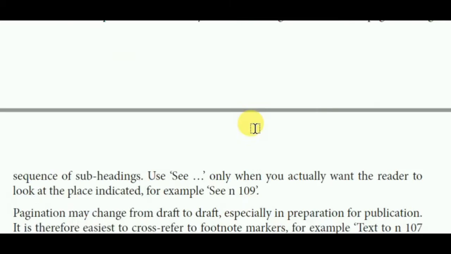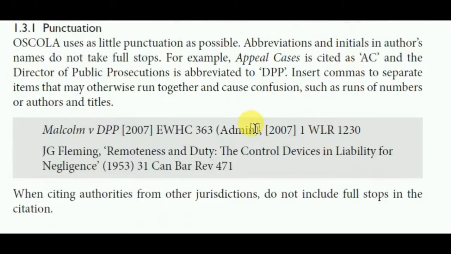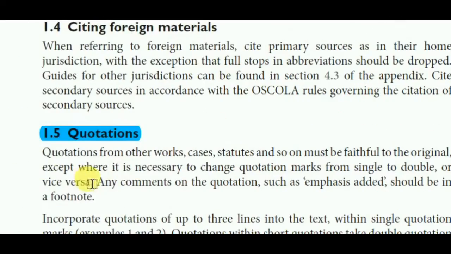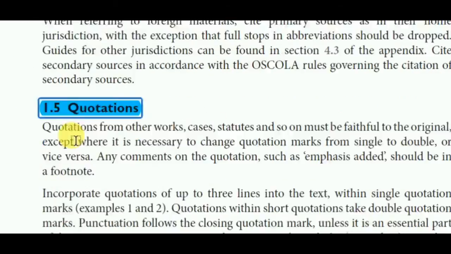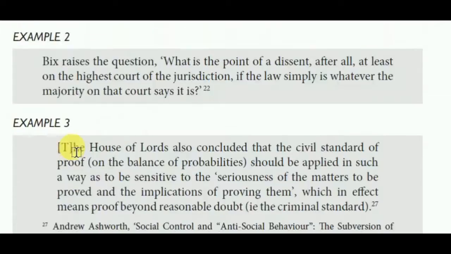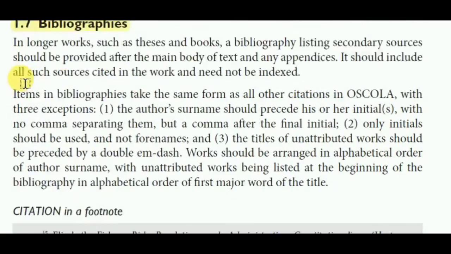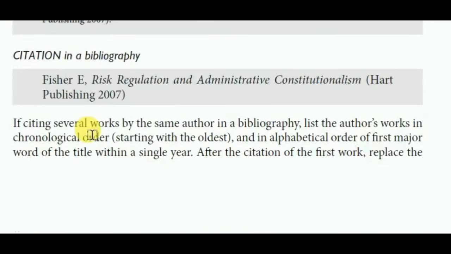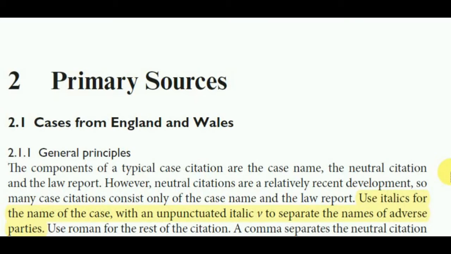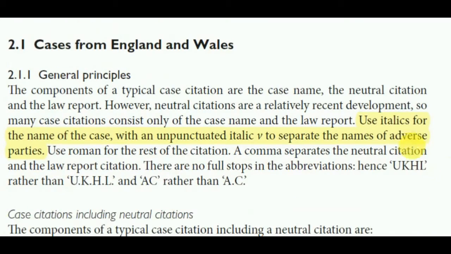The next subsection of interest in Section 1 is how you deal with quotations, annotated as 1.5, and then you can look at bibliographies in 1.7. Note that the format of footnotes and the reference in the bibliography are quite similar. We now look at Section 2, which is about primary sources.